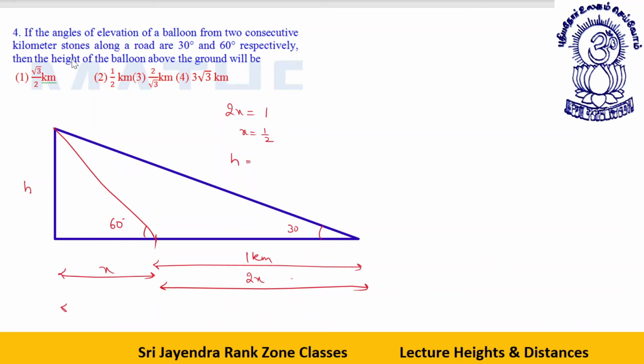What will be the height? The height of the balloon. Let's say here there is a balloon. The height of the balloon will be root 3x, or root 3 into 1 by 2, that is root 3 by 2 kilometer. All clear to everyone?